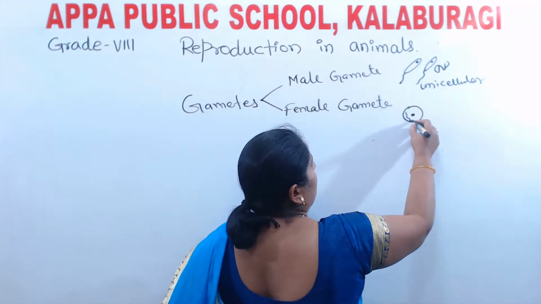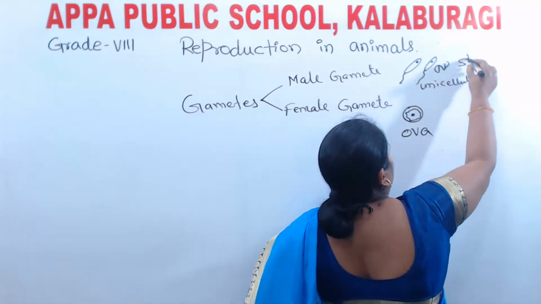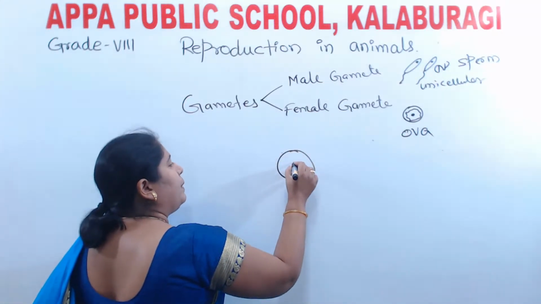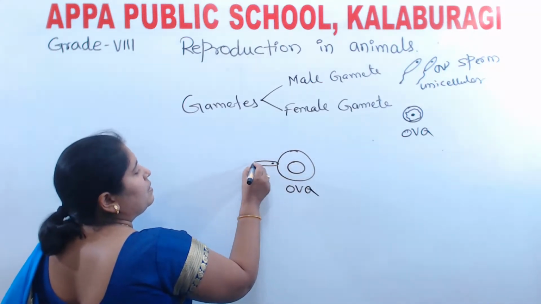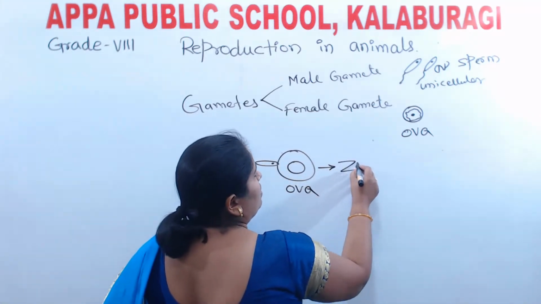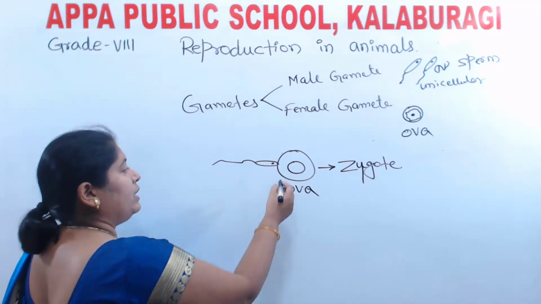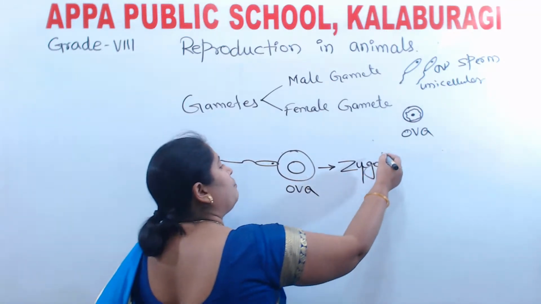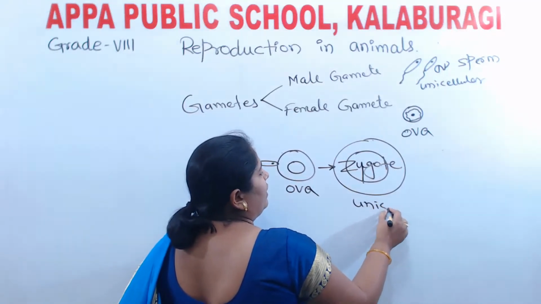That is nothing but the ova. Okay, when these two, that is the female gamete, the ova, and the male gamete, that is the sperms, fuse together, they form the zygote. Right? Here I said these are unicellular in nature. The ova and the sperm are unicellular in nature. When these two fuse together to form the zygote, this zygote is again unicellular in nature.